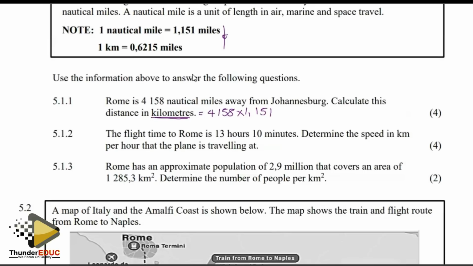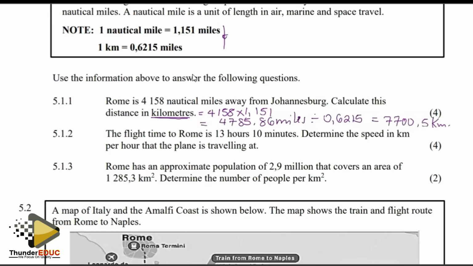4,158 times 1.151. So you see, these are miles. But we want kilometers. That means we divide by 0.6215. And the answer became 7,700.5 kilometers.